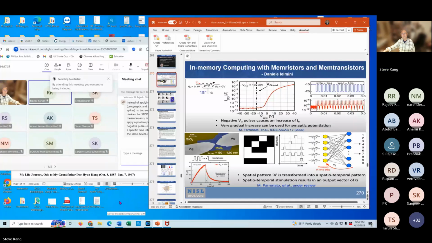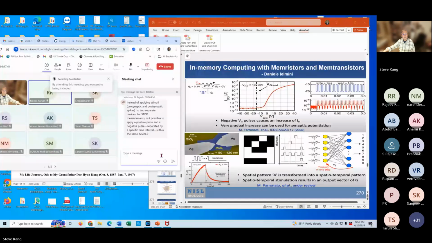So there are 2 more queries in the chat box. Vaishnavi's question: instead of applying stimuli to 2 separate devices for STDP measurement, is it possible to apply the positive pulse and the negative pulse, separated by a specific interval, within the same device?